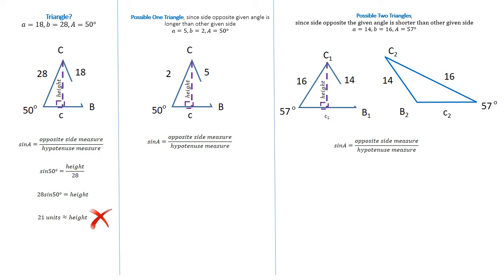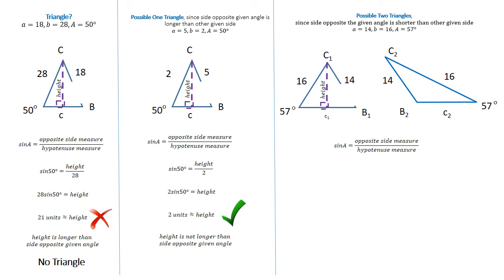That's too tall. There's no way. If this height is 21 units in length, that 18 unit measure cannot hit the floor. We have no triangle here. Notice how in the second section, the middle section, when we apply the definition of the sine of an angle, we discover the height is 2 units, which is short enough such that that 5 can actually touch the floor.